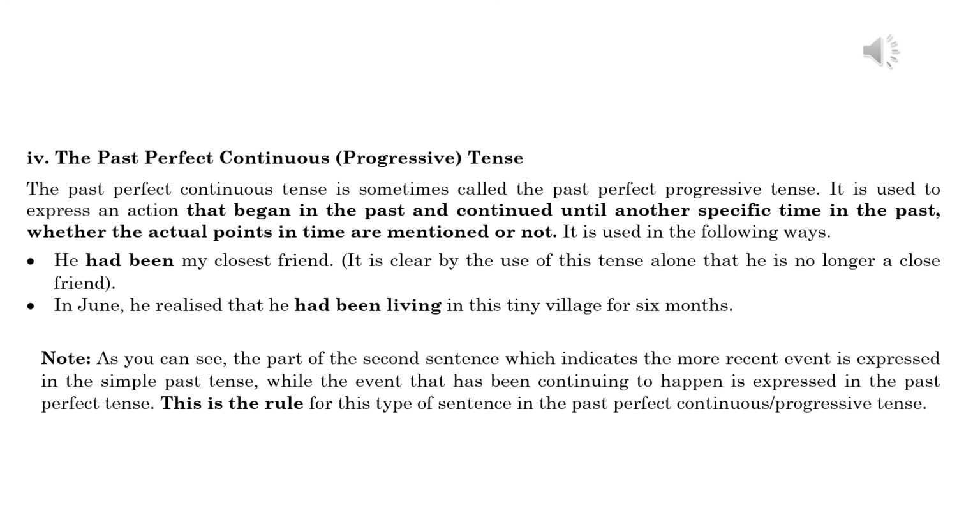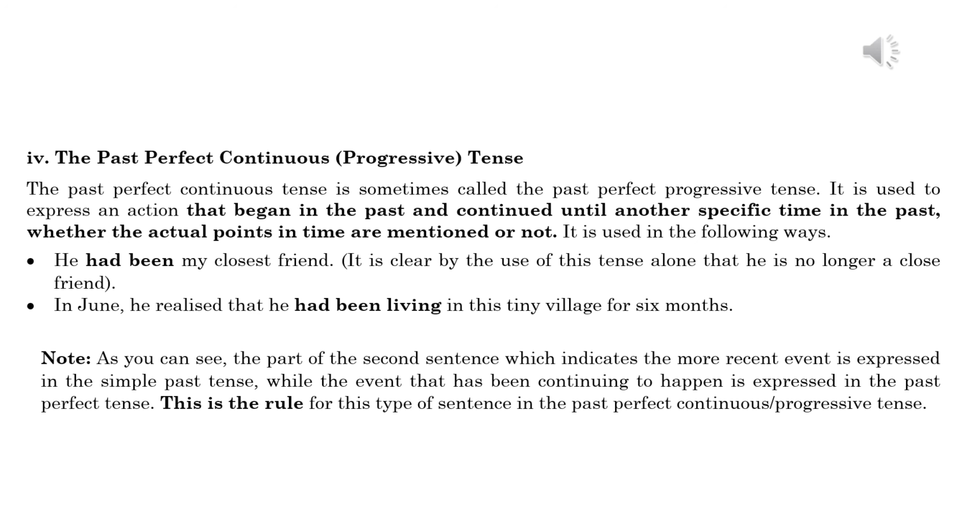Four. The past perfect continuous or progressive tense. The past perfect continuous tense is sometimes called the past perfect progressive tense. It is used to express an action that began in the past and continued until another specific time in the past, whether the actual points in time are mentioned or not. It is used in the following ways. He had been my closest friend. It is clear by the use of this tense alone that he is no longer a close friend.